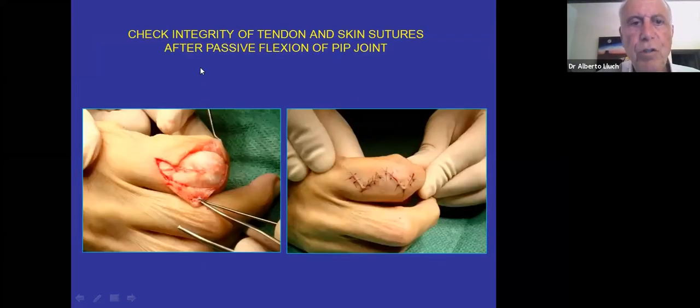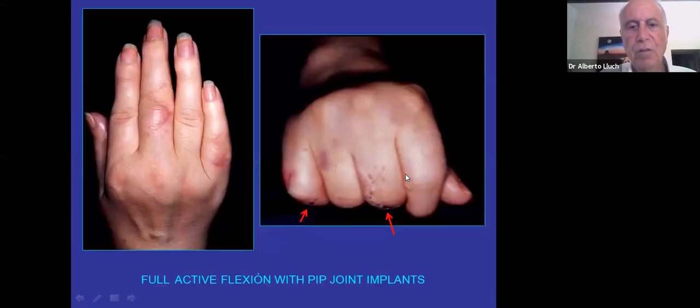Before closing, we should check the integrity of the tendon and skin sutures after passive flexion of the joint. We should check that the extensor tendon doesn't rupture with flexion, so that it has not remodeled in a shortened position. And then we should check the skin. Here it's a little bit tight, but we can flex it after surgery.